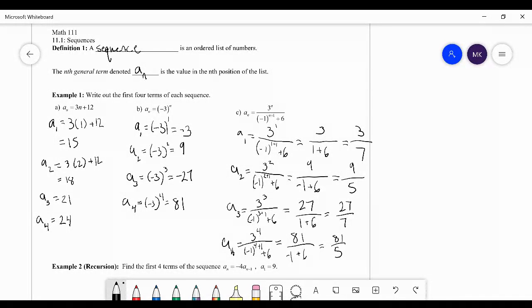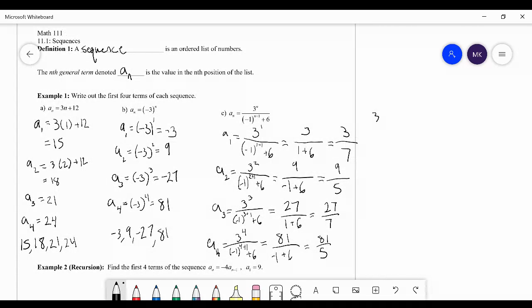So we've gone through and found the first 4 terms of the sequence. But I want to write these down in the formal way we would write down a sequence, and that is very simply by listing them separated by commas inside parentheses. So this first one, example A, would be the sequence 15, 18, 21, 24. Our next one for B would be -3, 9, -27, 81. And our last one, C, would be 3/7, 9/5, 27/7, and 81/5.